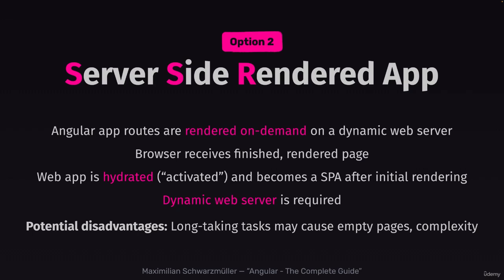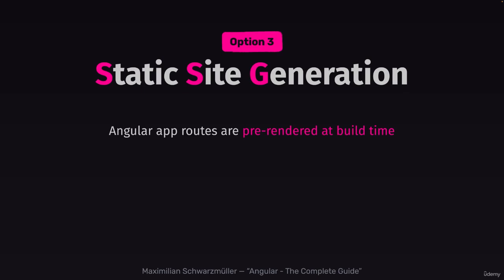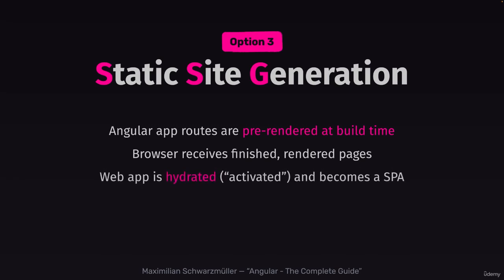There, every page is rendered on demand on the server when a request comes in. With this third option, at least some pages are pre-rendered at build time instead. Now, the browser still receives the finished page, therefore, no matter if it was pre-rendered or if it's a page that was not pre-rendered and that was therefore dynamically rendered on the server. And then, just as before, this application, this page, is in the end hydrated on the client side in the browser and becomes a single page application after it was received by the browser.